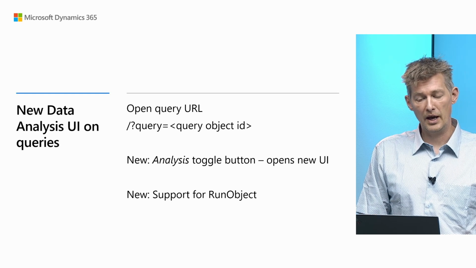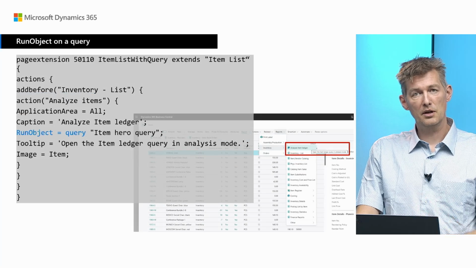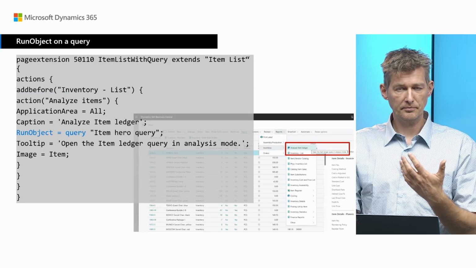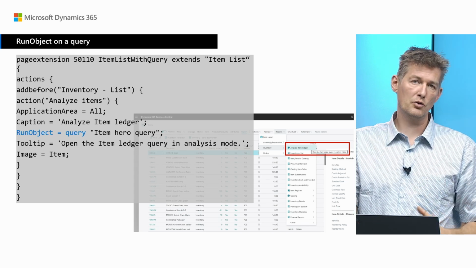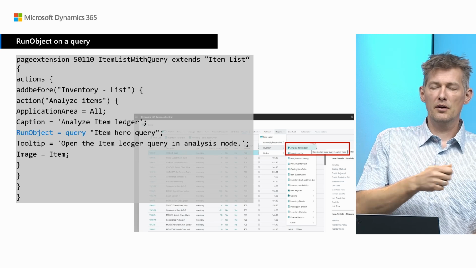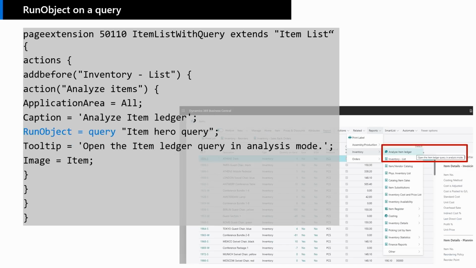And we also added support for run objects. So for instance, you can add an action on a page extension. It doesn't have to be on a page, it could also be your own. But let's say you want to have a new nice way to analyze item by location. And you build a fantastic query that joins item with location and other tables and make that available.